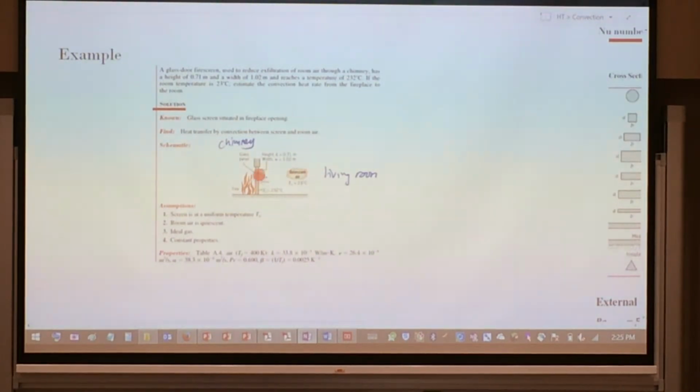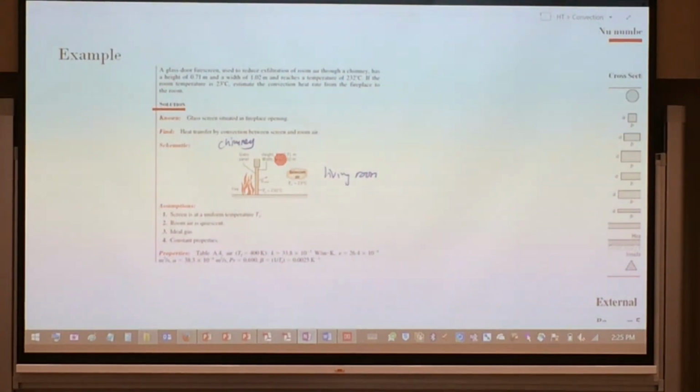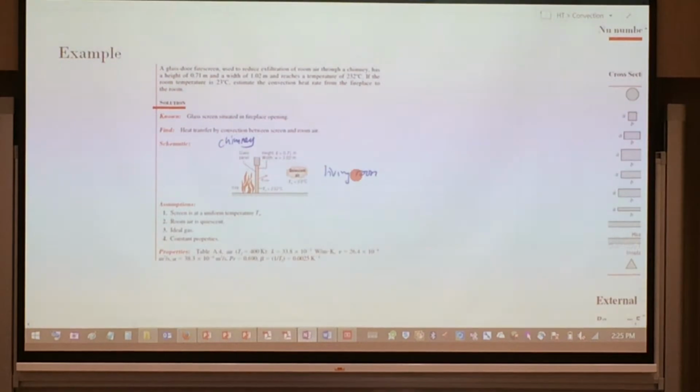The height of that glass panel is 0.71. I'll be revisiting this again. And the width would be 1.02 meters. So I'm not sure, could you imagine? Height is this way, and width is going into the screen. That's the width. Right? Imagine that window is a rectangular window. So this window is partitioning between the fireplace and the living room.